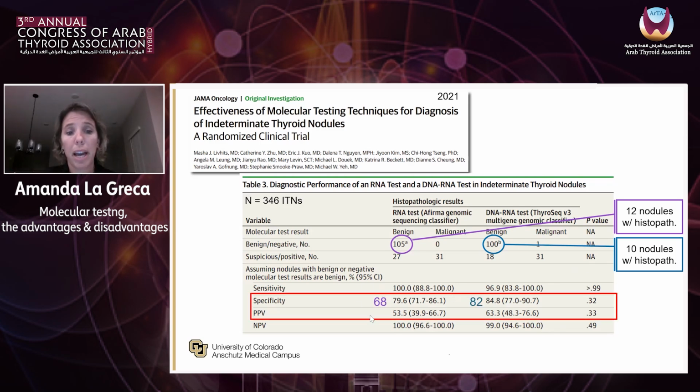So, in summary, the specificity was 68% for Afirma and 82% for Thyroseq. And the positive predictive value, 53% for Afirma, 63% for Thyroseq. The negative predictive value was very great on both, 100% for Afirma, 99% on Thyroseq. So for negative predictive value, both tests perform almost equally. For positive predictive value, Thyroseq is slightly better at 63% versus 53%.